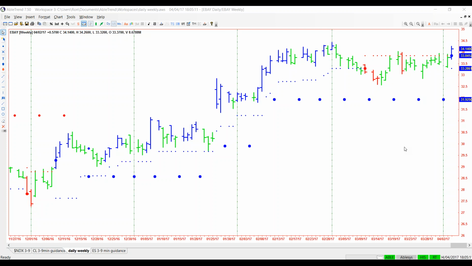But I'm going to show here a daily weekly chart. This is eBay, real popular stock. And what we're going to do is use AbleTrend 3 instead of AbleTrend 2 on the higher time frame. The reason is there's 5 days in a week. Well, we just said we wanted 3-to-1. We want the guidance chart to be 3 times higher.